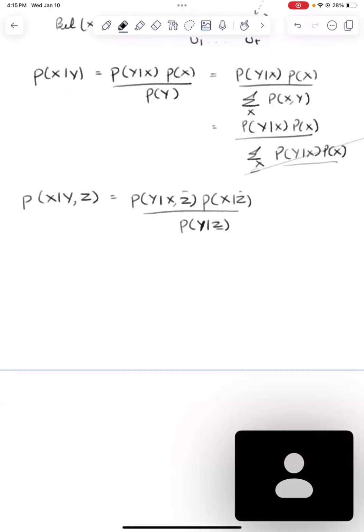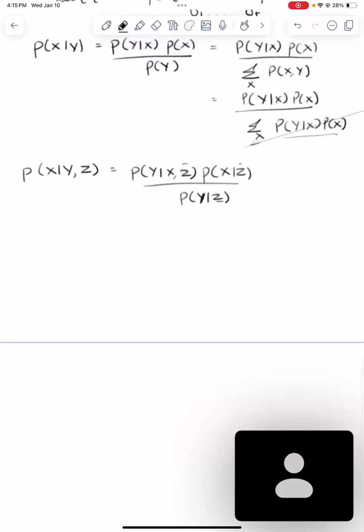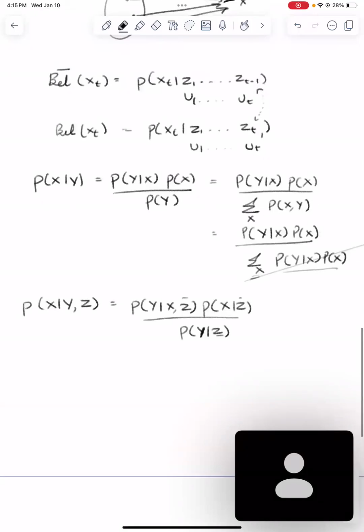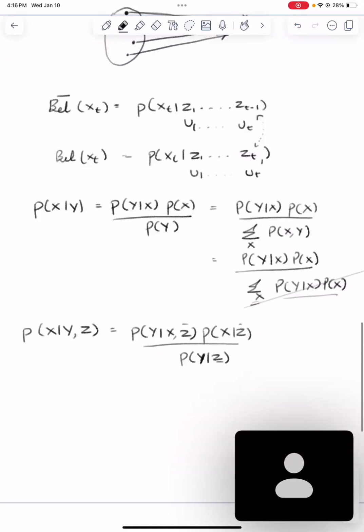You've just done it with background information. All right, so this is the version of Bayes' rule we're going to use. And now to connect belief and belief bar, we're going to try and use Bayes' rule. So we're going to do a little bit of pattern matching.